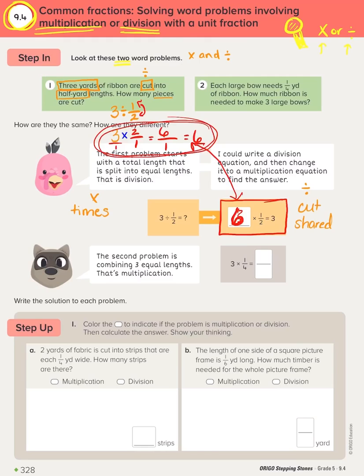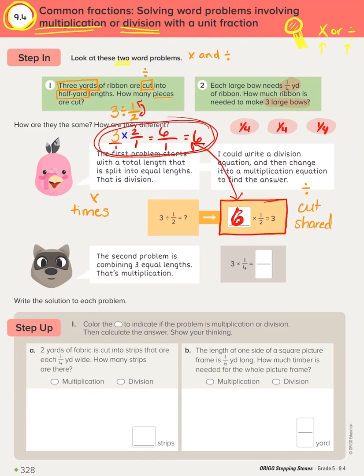Now, let's look at this second problem. The second problem says, each large bowl needs 1/4 yard of ribbon. How much ribbon is needed to make 3 large bowls? All right, so here we know that each bowl needs 1/4. So I have 3 bowls, 1 bowl, 2 bowls, 3 bowls, and each of these bowls needs 1/4 yards. This is 1/4, 1/4, and 1/4.